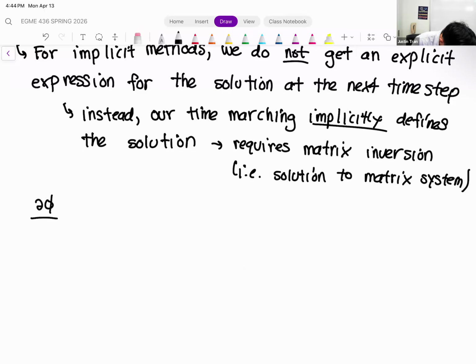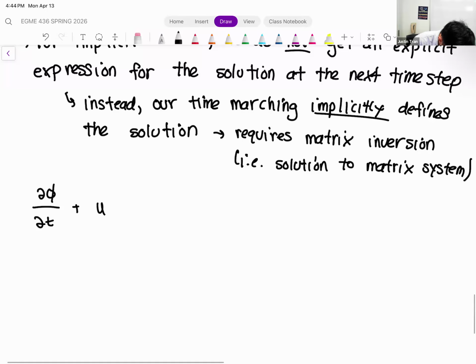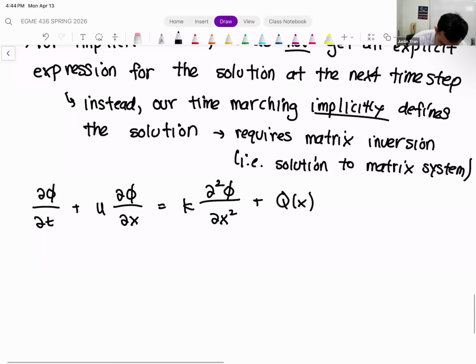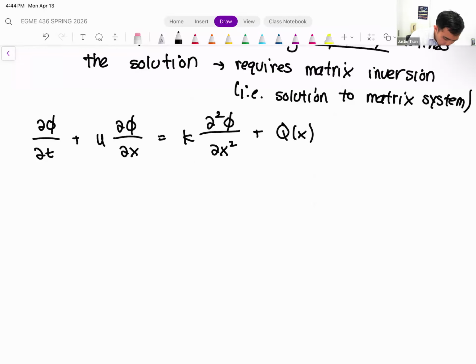So you have partial phi, partial t, plus u, partial phi, partial x, is equal to k, partial squared phi, partial x squared, plus q of x. Just like we did for explicit Euler, we're going to replace all the derivatives here with their finite difference approximation, taking note of which derivatives are time derivatives and which are space derivatives, and then adjusting accordingly.